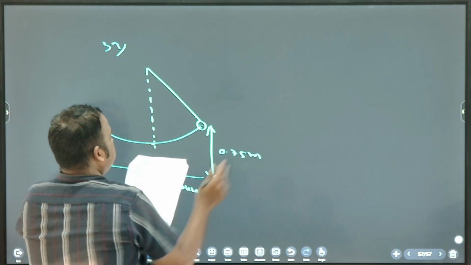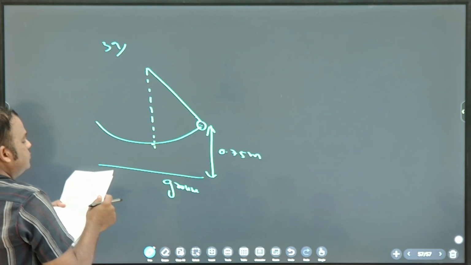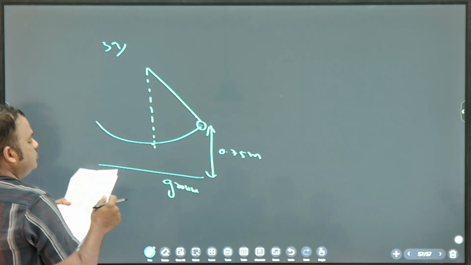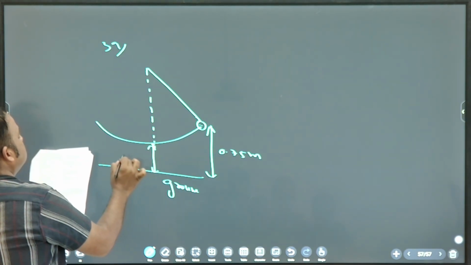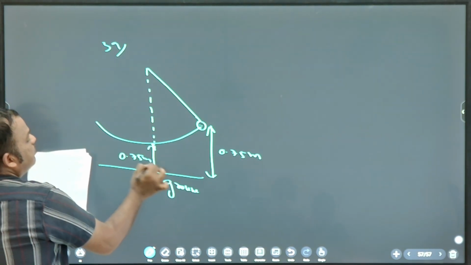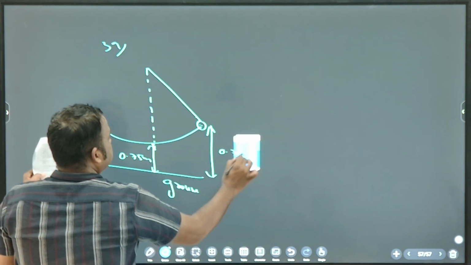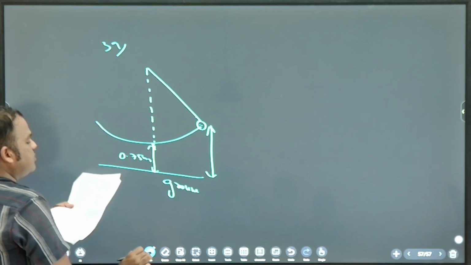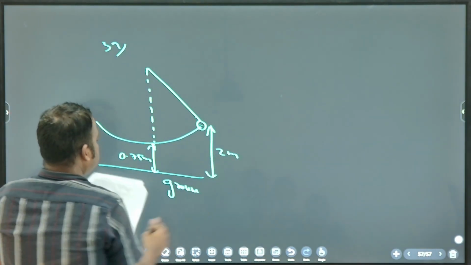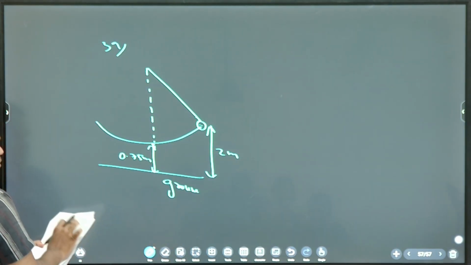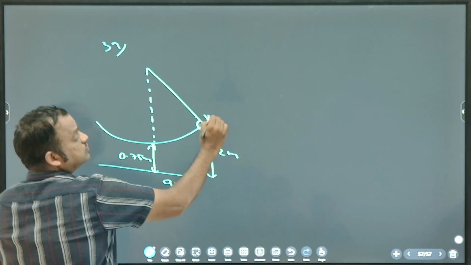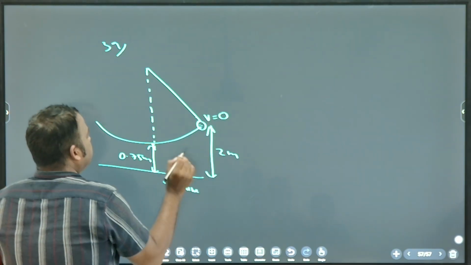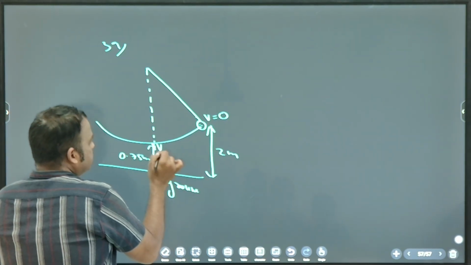Point 0.75 meter. Oh, minimum. Sorry, minimum is 0.75 meter. Maximum is 2 meter. So maximum is speed. So when it is at maximum height, what is the speed? 0. Very good. Now here suppose V1.